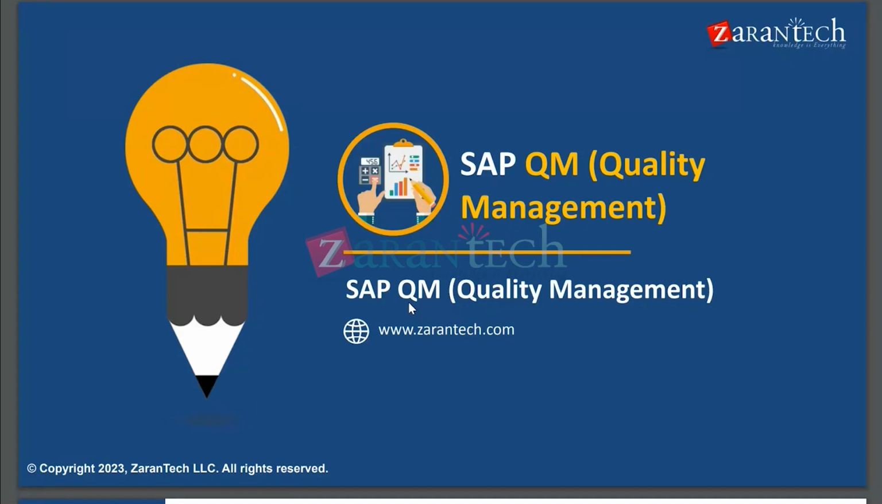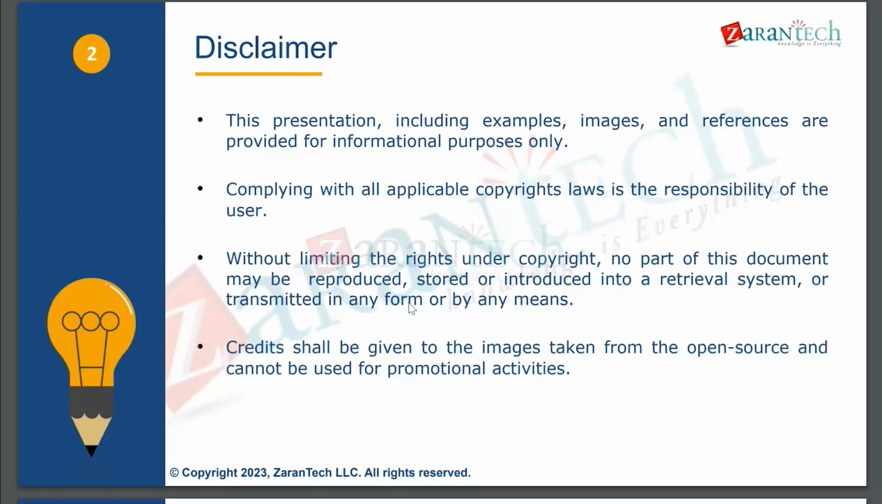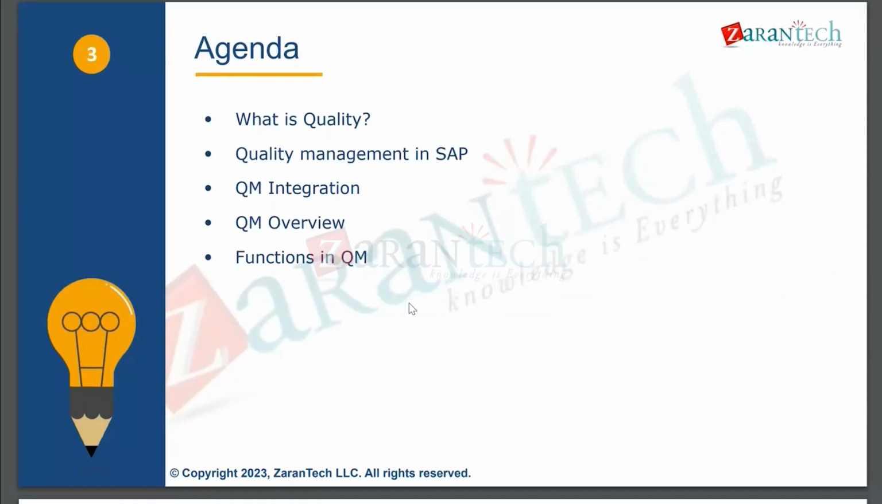Let us go through what quality is here, what are the different types of things we do in quality, and what are the different processes we can go through. So this is the agenda: what quality is, what its major role is, what quality management activities are done in SAP, how it is integrated with other modules, an overview of quality management, and the different functions in quality management.